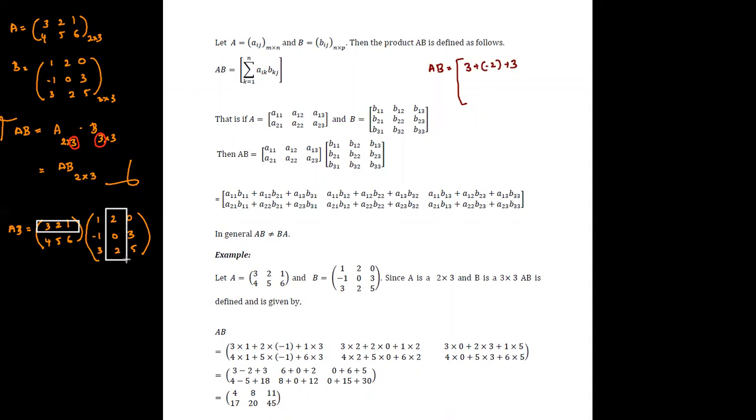Once you move to the second column, then 3 multiplied with 2 will be 6, 2 multiplied with 0, then 1 multiplied with. Since you have finished the multiplication of first row elements with second column elements, we have to move to the third column of the second matrix.